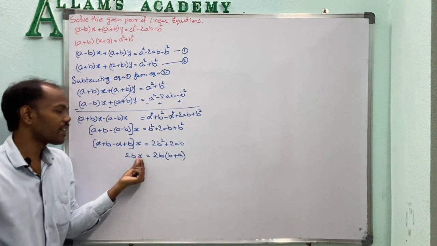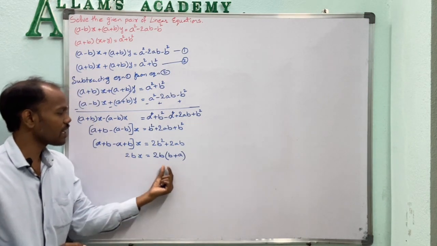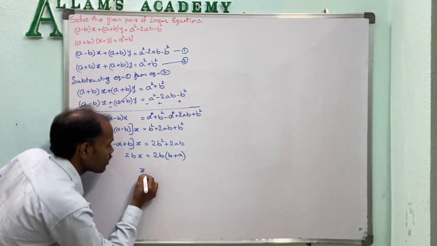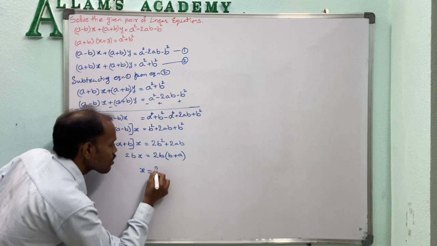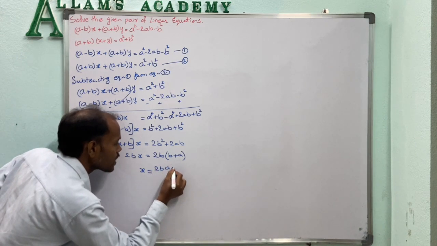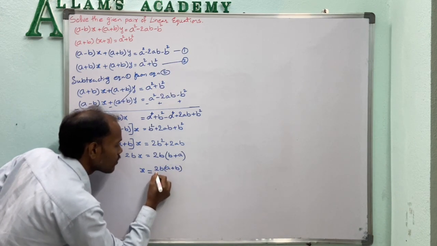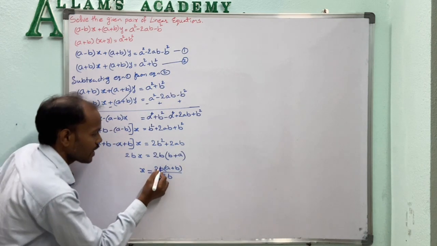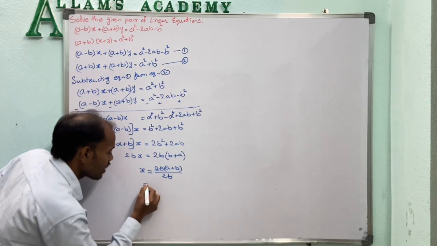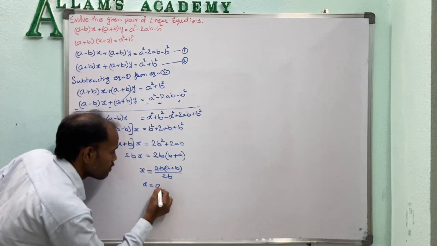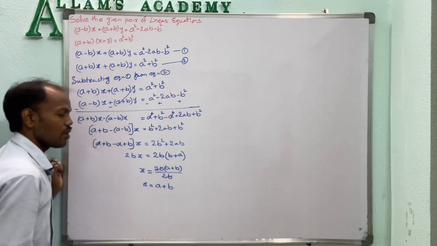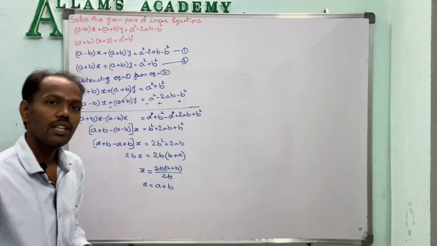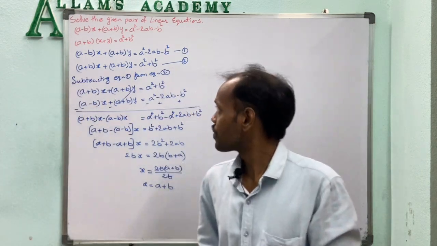We want to find the x value. So this multiplication 2b is transferred to this side, that is division. So x equals 2b(a + b) by 2b. 2b gets cancelled. So x equals a + b. Now this x value is substituted in the first or second equation, and we get the y value.